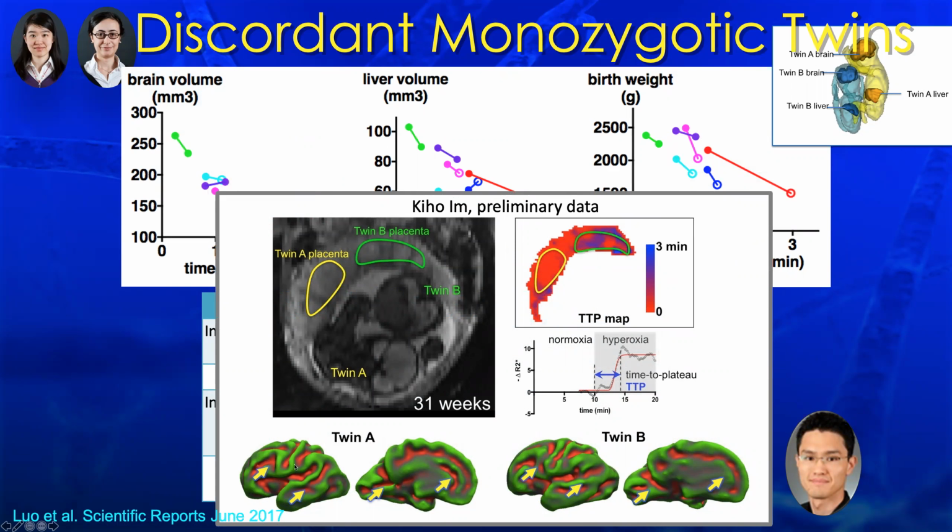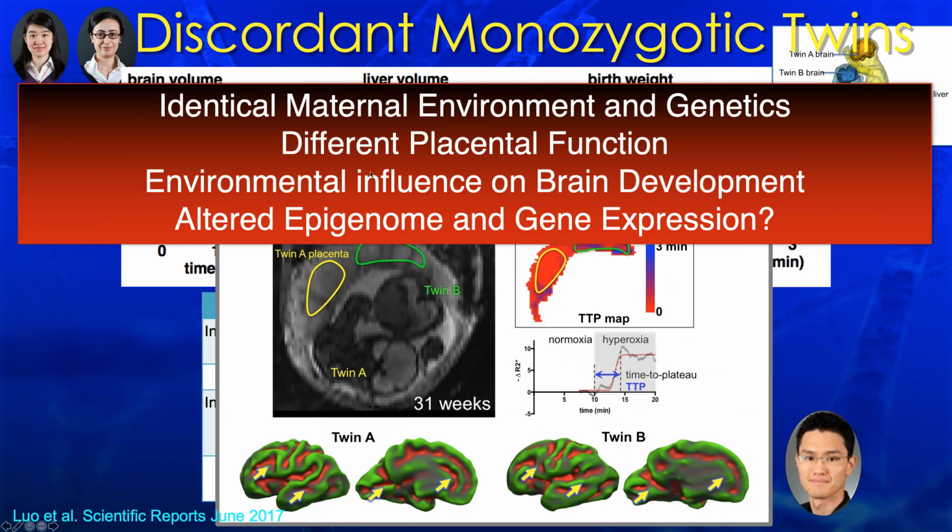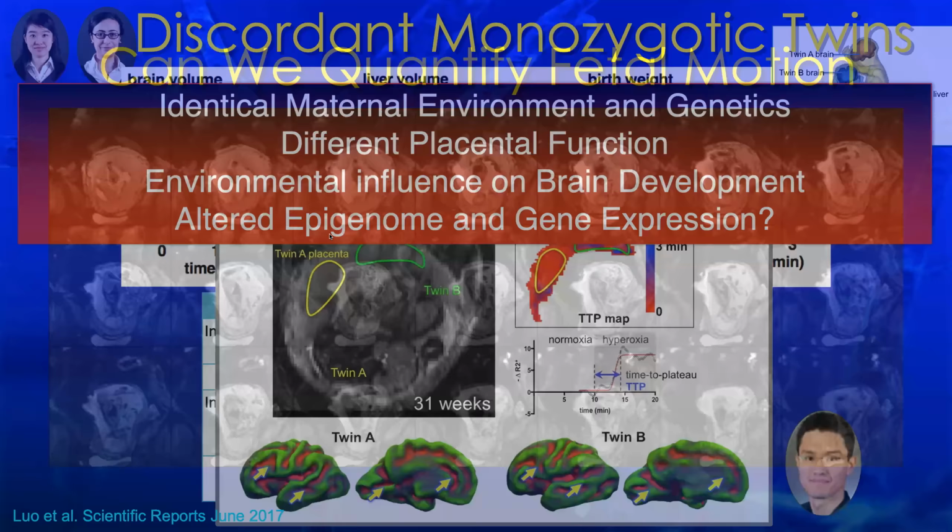When we get the twins that have, say, the better functioning placenta, and the twins with the slower time to peak, when Kehoe looks at the gyrotopology, we pick up significant differences in the gyrotopology. And that is something we're further exploring, because we think this is an example of identical maternal environment and genetics, different placental function, with environmental influences on brain development. So we're gathering cord blood to see if we can find evidence for altered epigenome and altered gene expression.